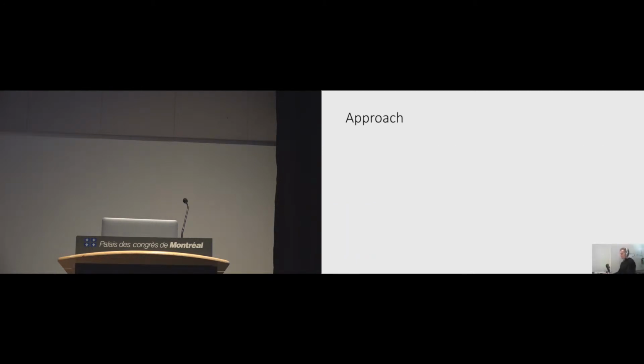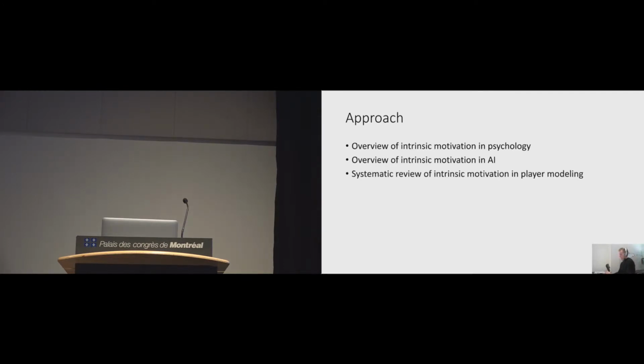In this paper, we first review psychology of intrinsic motivation, then review how it has been implemented in AI. In these two steps, we had help from some previous reviews. This gave us keywords that we then used to systematically search for papers that model intrinsic motivation in the context of games.